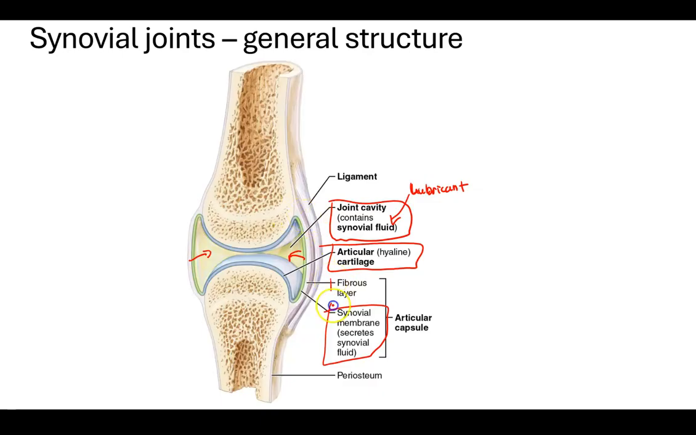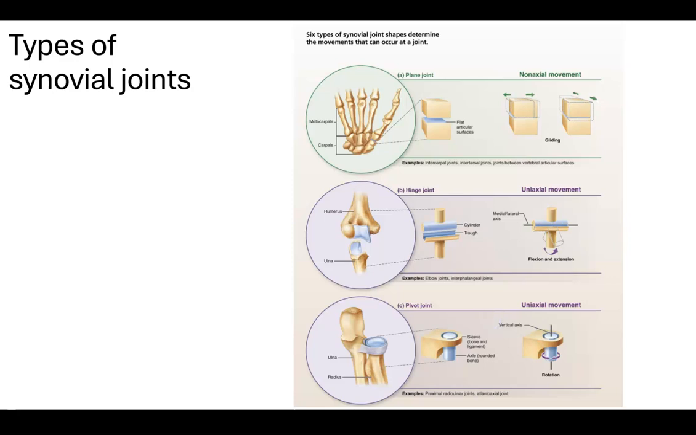And then we have an outer fibrous layer here. The fibrous layer is just made of collagen fibers. And we see that we have a ligament around it as well. And we know ligaments, again from our connective tissue, are also just made from collagen fibers. Okay, so we have 6 types of synovial joints. We have a plane joint, a hinge joint, and a pivot joint. I'm going to show you 3 on this slide and then 3 on the next slide.